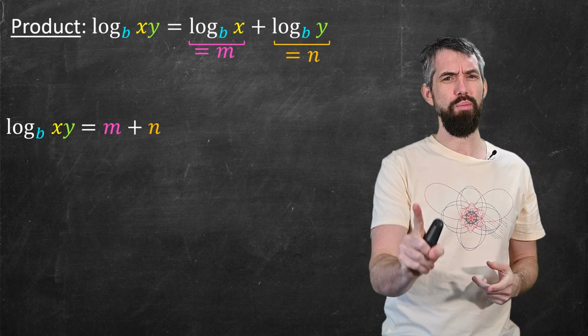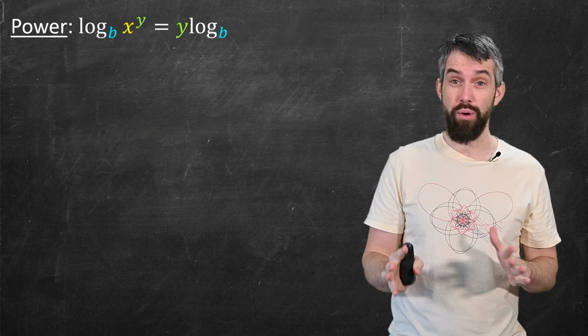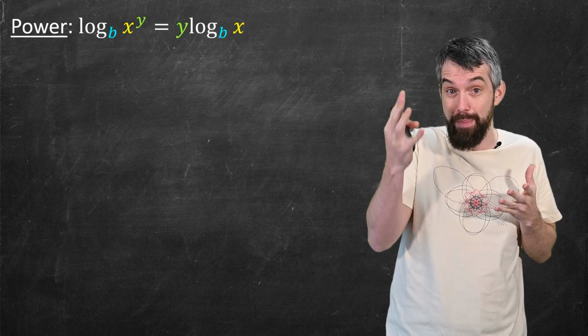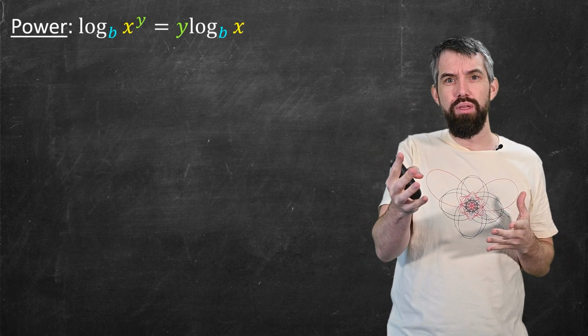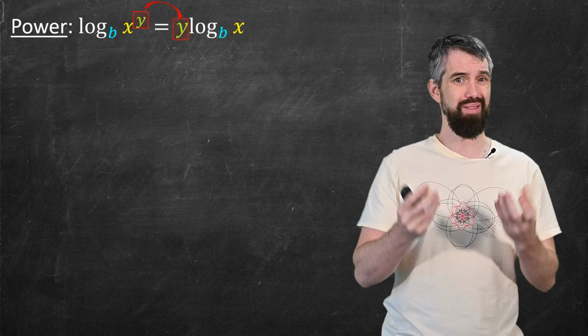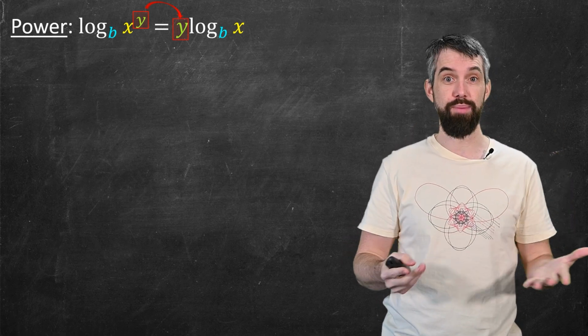Let me do that trick one more time just to make sure that you've got the idea. I'm going to use another rule. This is the power rule now. It says the logarithm of an x to the power of y, well, you take that y and you just bring it down at the front. It can seem like a strange rule at first. Why is this true? Well, let's do the same trick.